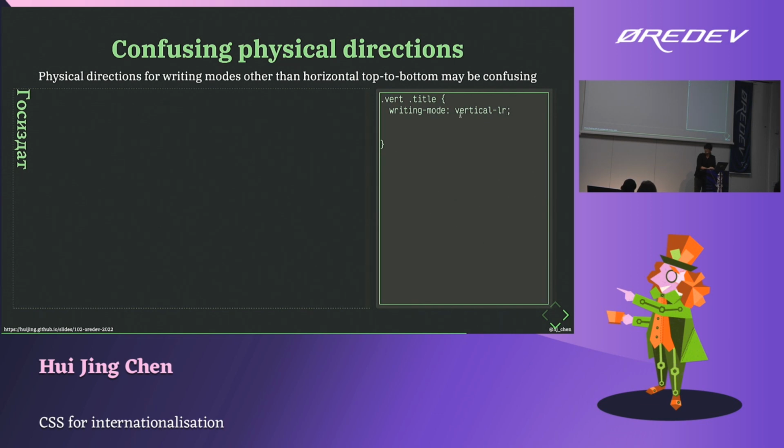So I'd be like, oh, okay, bottom of the text. I would intuitively do something like margin bottom, say 1em, right? Nothing happens. Do you know why? Because it's not margin bottom I'm looking for, it's margin left.